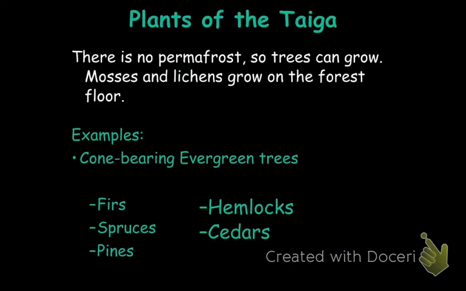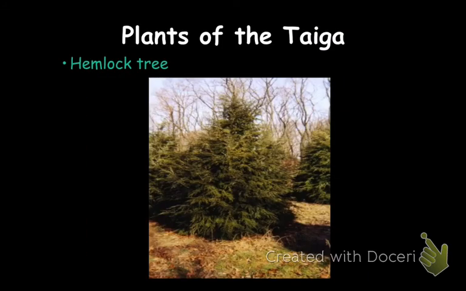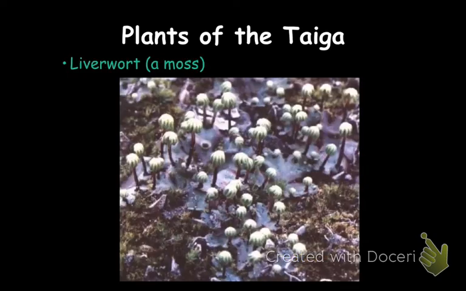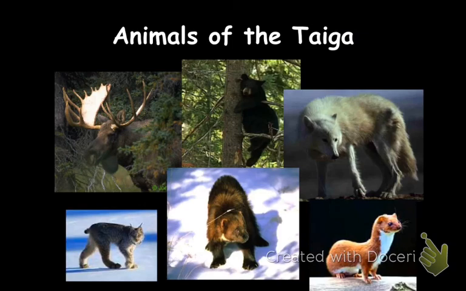The type of plants are going to be like your fir trees, your spruces, hemlocks, like I said, cone-bearing trees. They also have liverwort, which is a type of moss. Kind of looks like those little green peppermints that you can get from restaurants. And some of your animals: moose, black bear, wolf, wolverine, badgers, things like that.